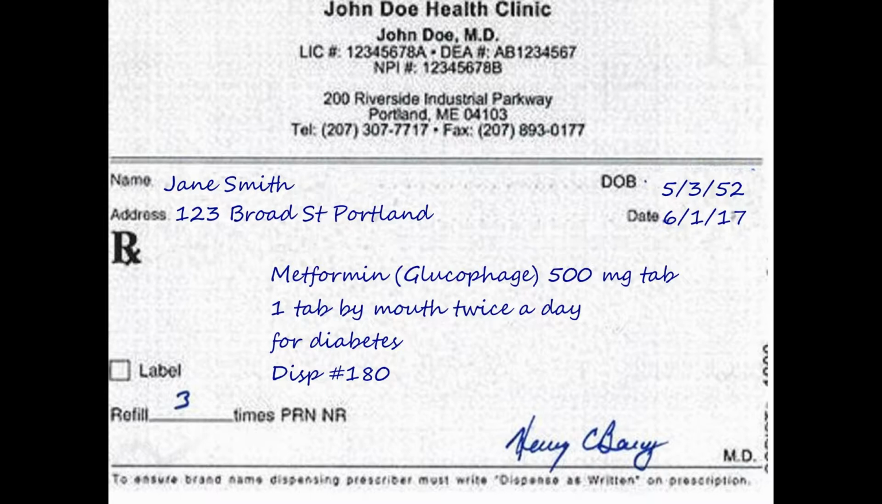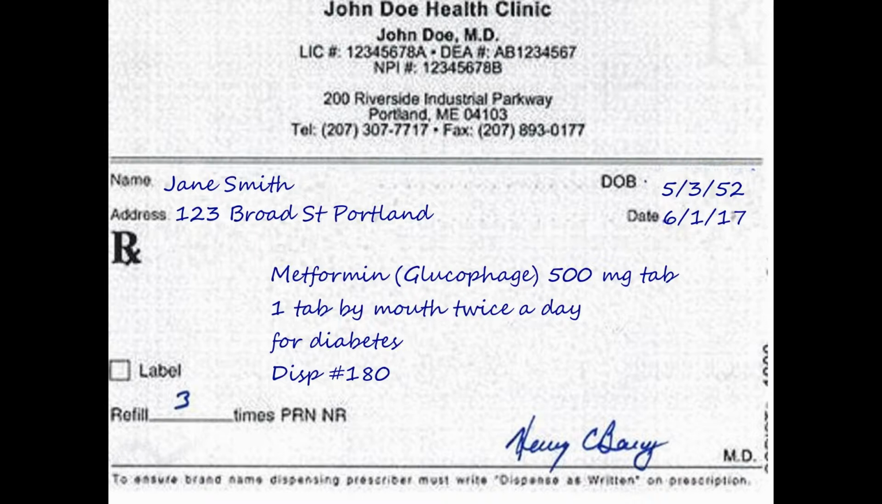So for people learning to write prescriptions, you need to make sure you have the name, the strength, and the form of the medication. Next, we see the instructions. Sometimes you'll see the Latin abbreviation SIG. That's the line containing the instructions for the medication. So here we see take 1 tablet twice a day by mouth.